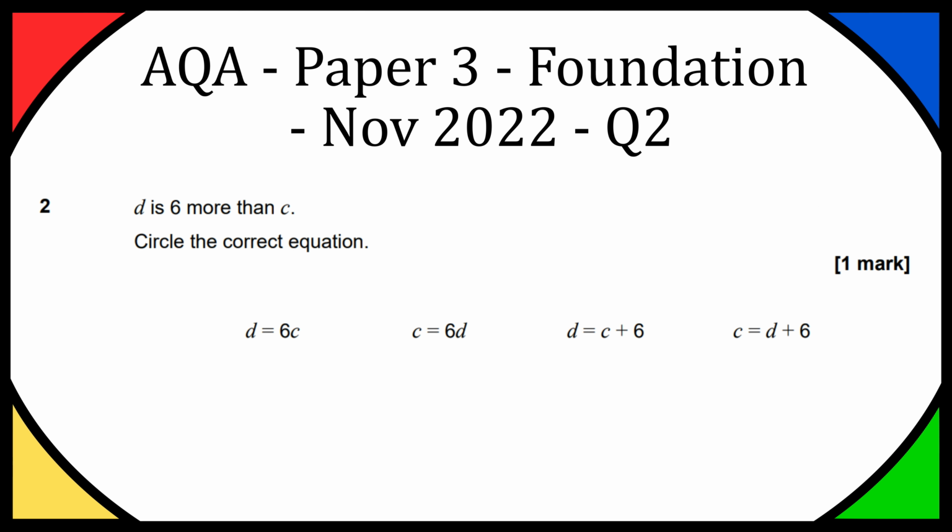Hey everyone, so today we're doing question 2 and it says D is 6 more than C, circle the correct equation, and we have 4 options. This is a 1 mark question. So for me in my head, I think to myself, well, we have C and D is 6 more than C. So if we were to write that down, D would just be equal to C plus 6, because we're taking C, we're adding 6 and that's going to give us D. So luckily D equals C plus 6 is one of the options, so we circle that, that's the correct answer.